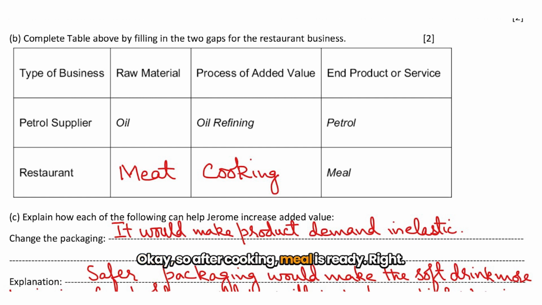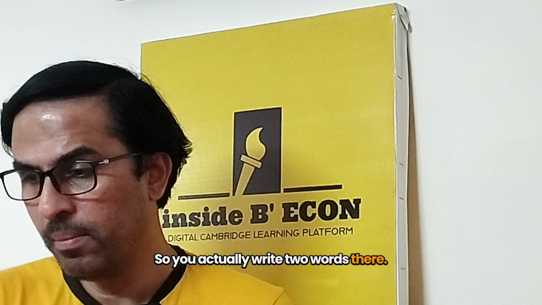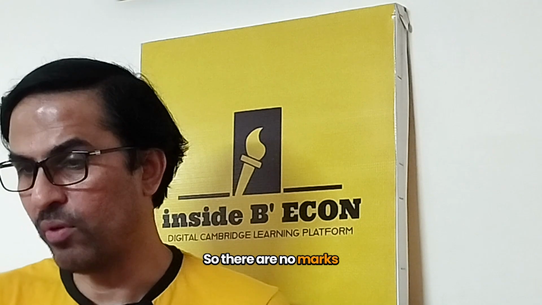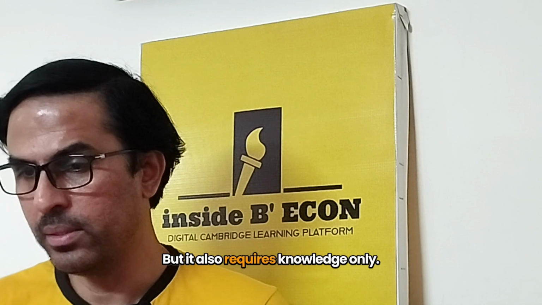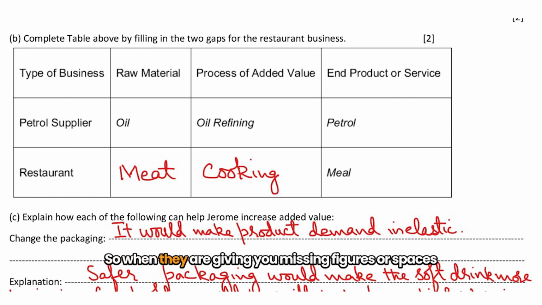Okay, so after cooking, the meal is ready. Right, so this question also requires knowledge only. You actually write 2 words there, you get 2 out of 2. So there are no marks for application, analysis, or evaluation. It's a different type of question and an unusual one as well, because generally such questions are not asked, but they can ask you such questions as well. But it also requires knowledge only, and the command word is complete. So when they give you missing figures or spaces to fill up, they are always about knowledge.